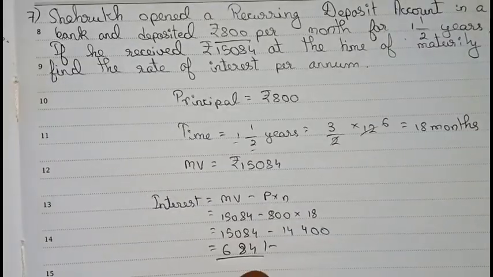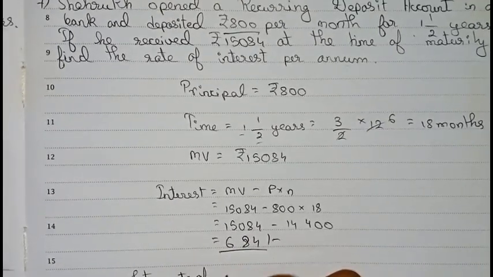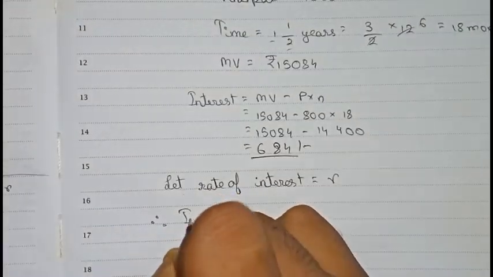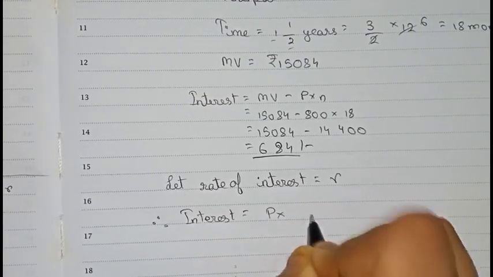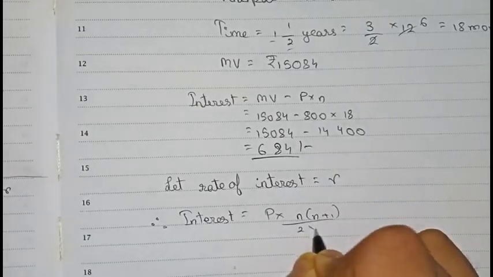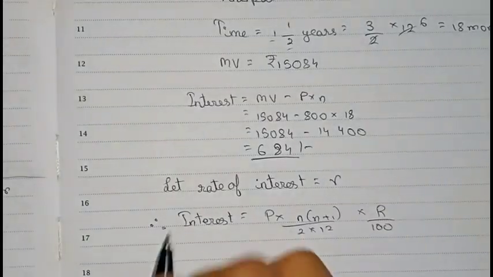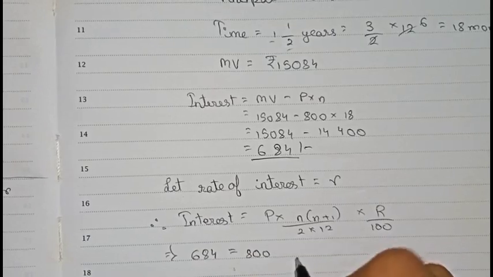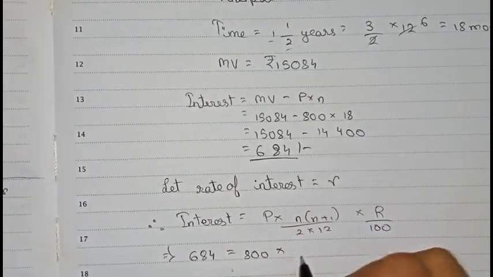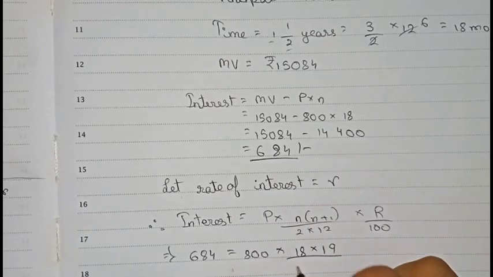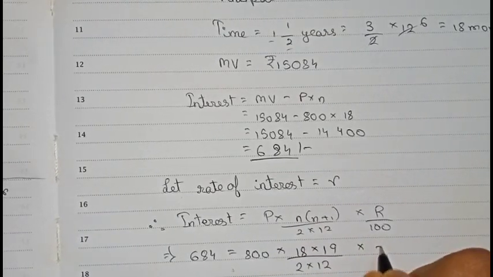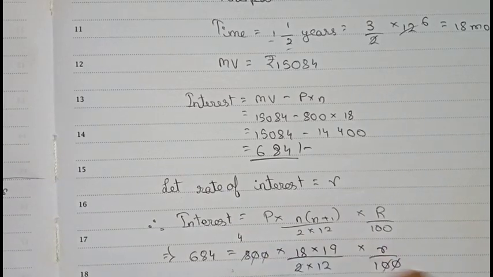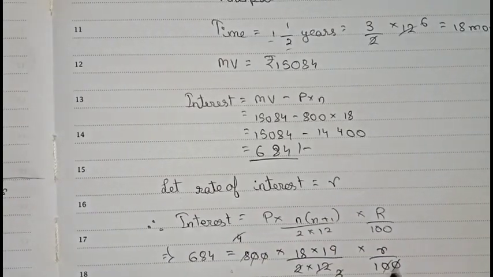So now we write, let... So therefore, principal into n plus 1 by 2 into 12 into r by 100. So interest 684 is equal to principal 800 multiplied by n, that is 18, into n plus 1, 19, by 2 into 12 into r by 100. We cut the zeros. So 2 4s are 8, now 4 3s are 12, and 3 6s are 18.